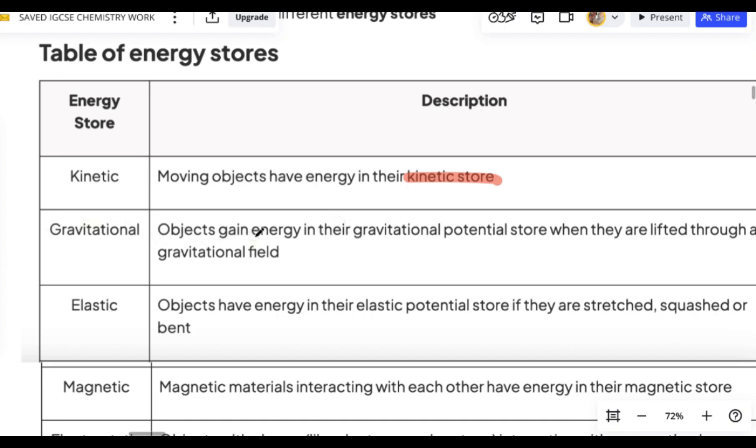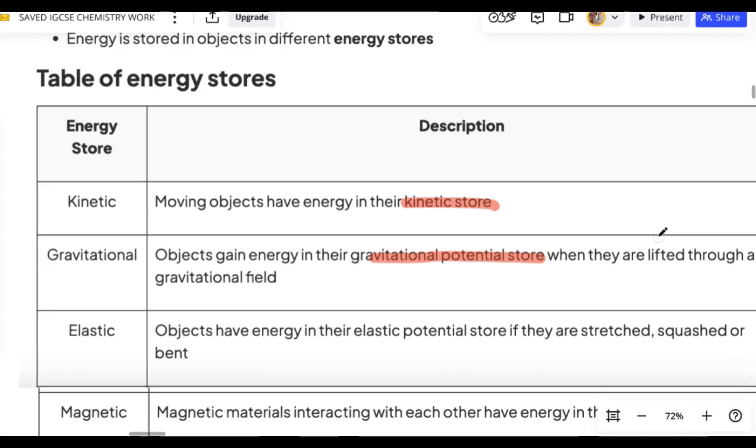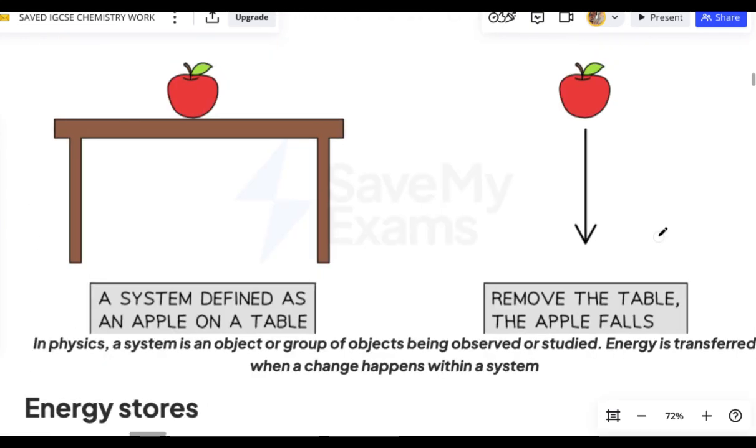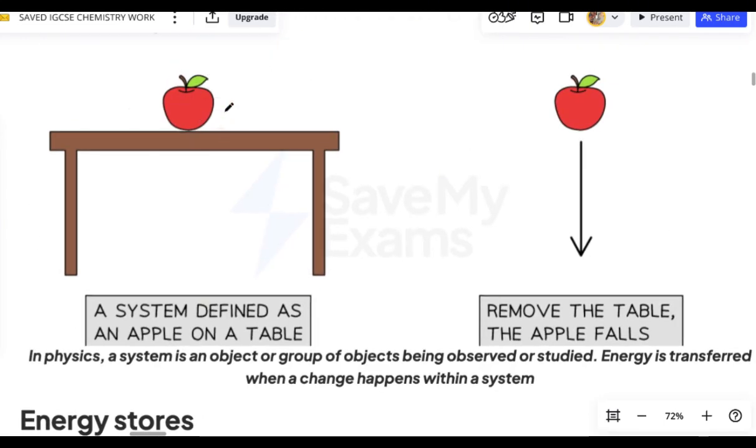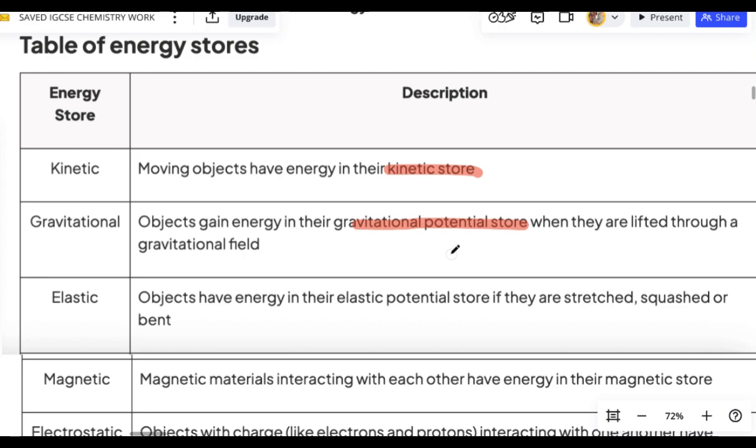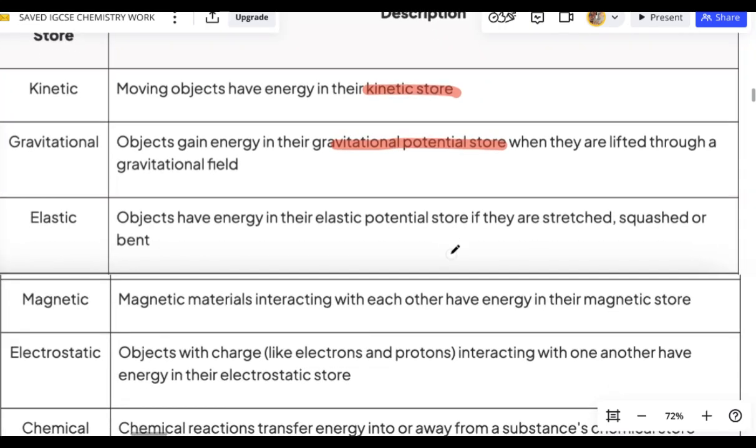Gravitational: objects gain energy in their gravitational potential store when they are lifted up, like the apple put on the table. Because it's at a height, it has energy in its gravitational potential store. Elastic objects have energy in their elastic potential store if they are stretched.